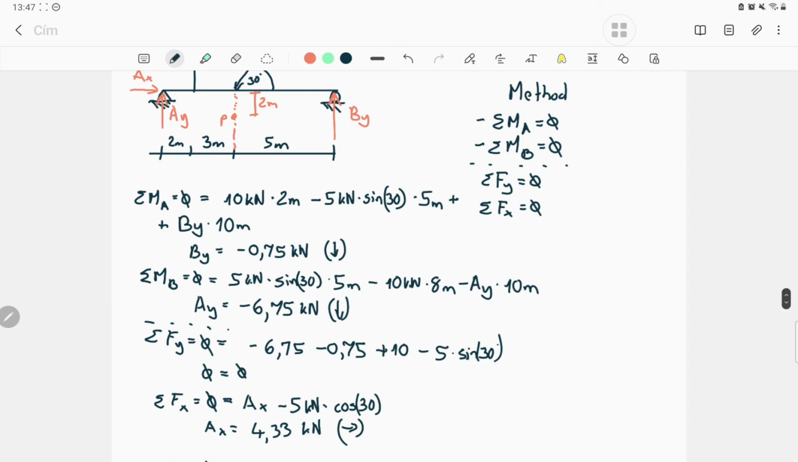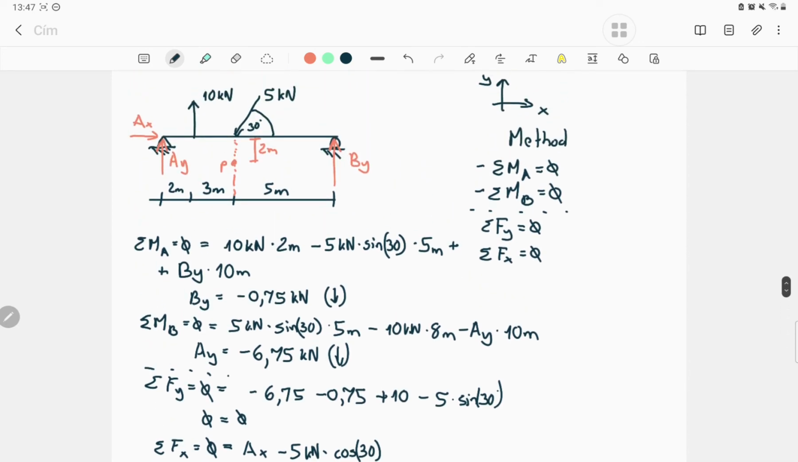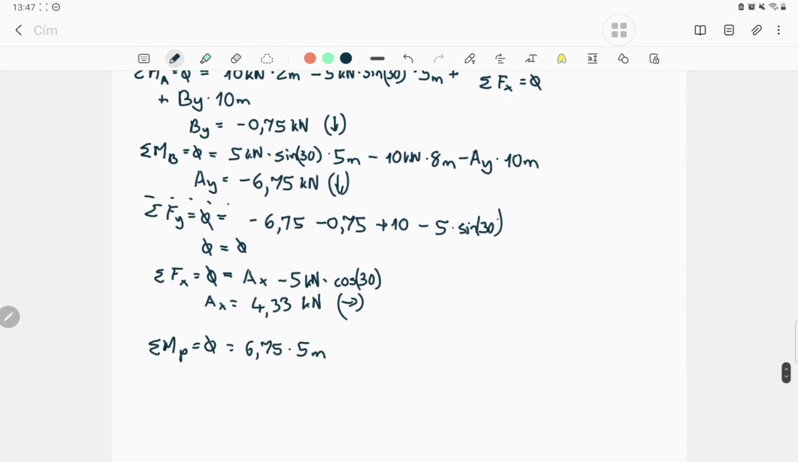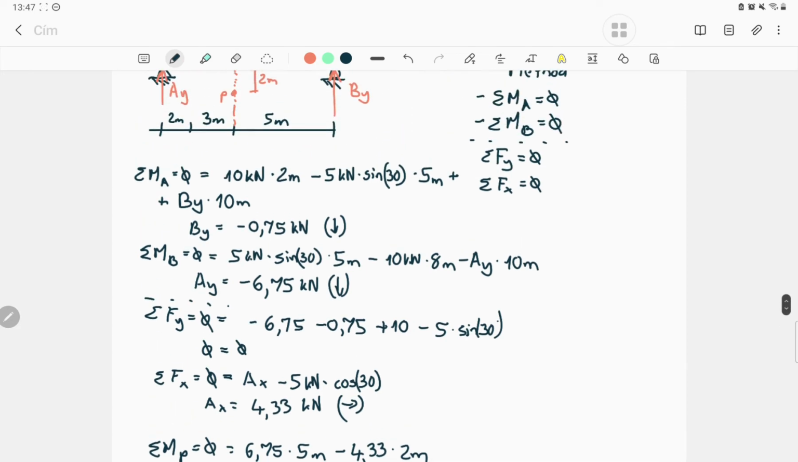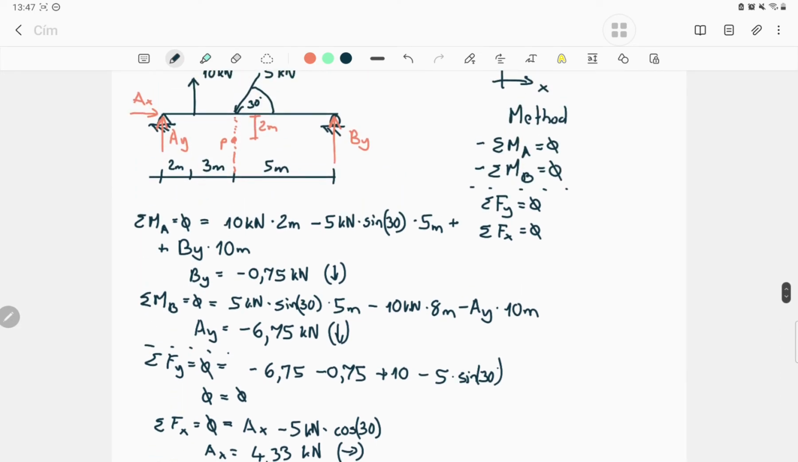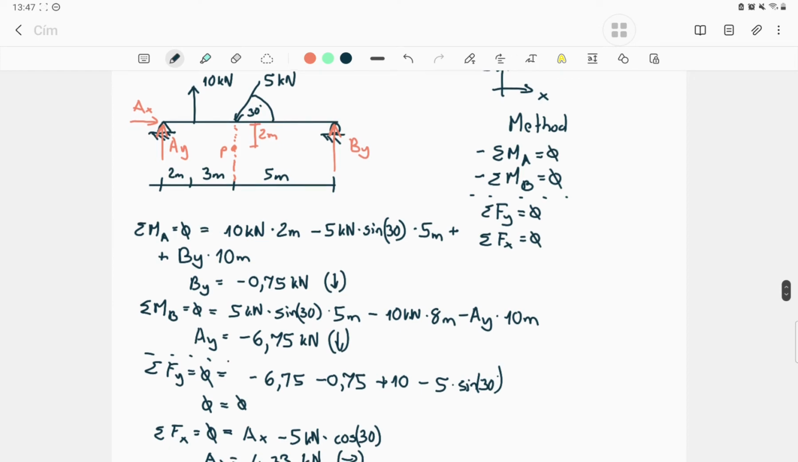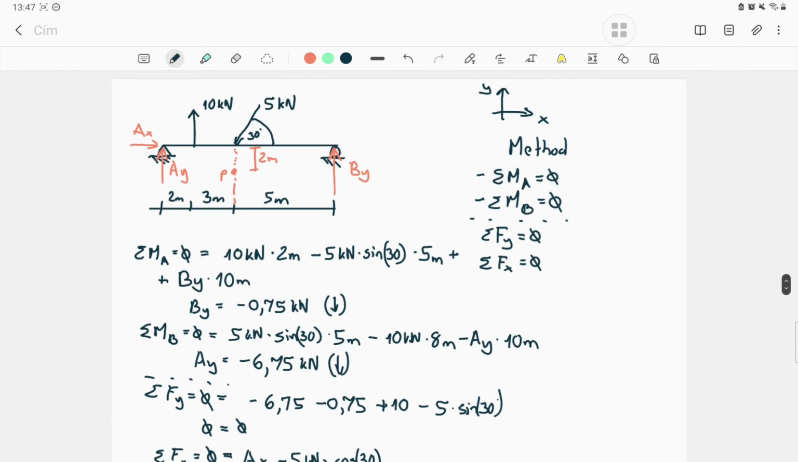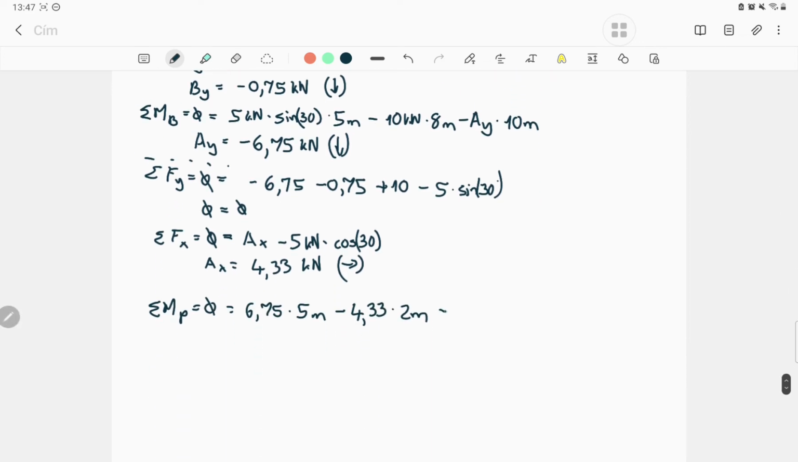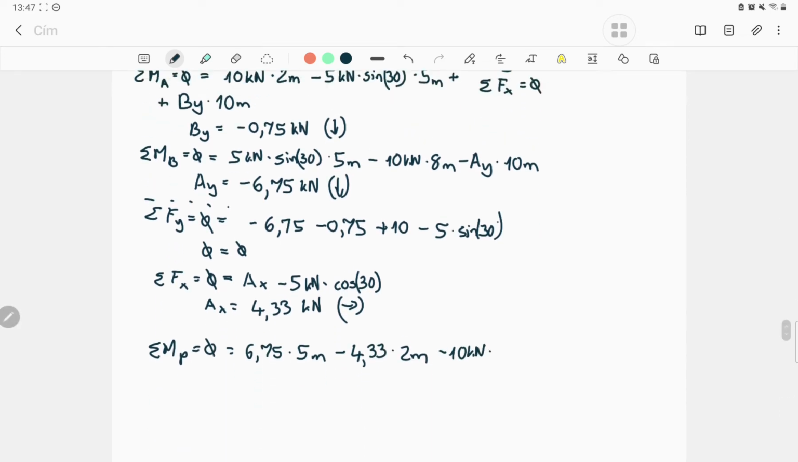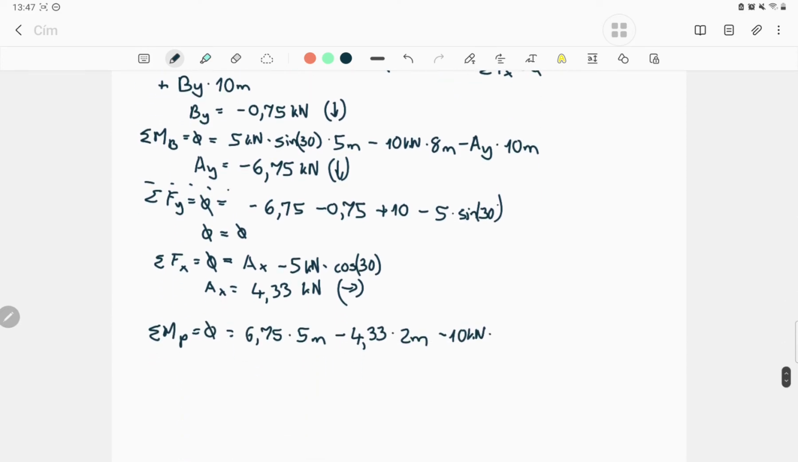Okay, let's see the AX. The AX going to the right side, so the rotation around the P point is a clockwise rotation. So opposite, so minus 4.33 times 2 meter. This is an AX, so we need a vertical distance. That was the 2 meter, my decision, if you remember. Okay, let's see the 10. The 10 kilonewton force goes clockwise, so minus 10 kilonewton times, the distance was 3 meter.